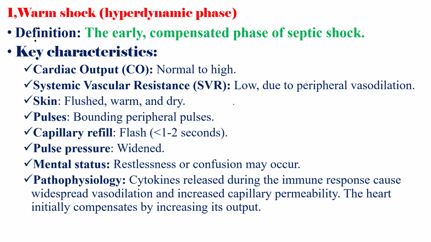It is due to cytokines which are released during the immune response, which cause widespread vasodilation and increased capillary permeability. The heart initially compensates by increasing its output. So, the characteristics of warm shock are warm, flushed extremities, bounding or full pulse, and a rapid capillary fill. The mechanism is normal or high cardiac output and a low systemic vascular resistance. More common in adults and older children than younger children.